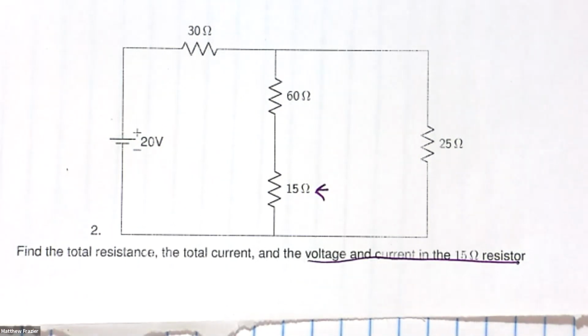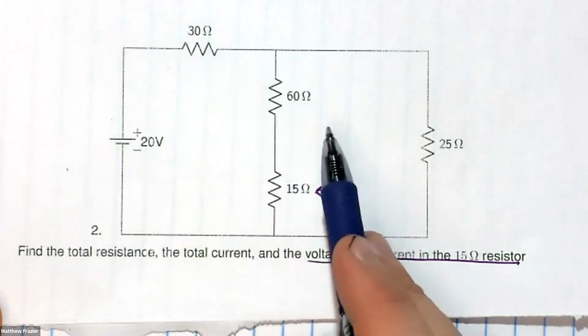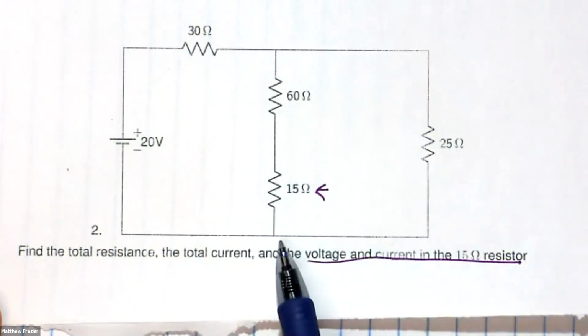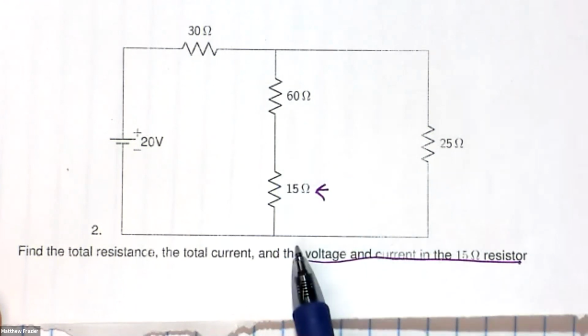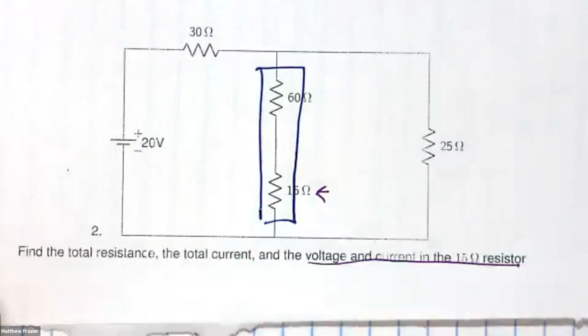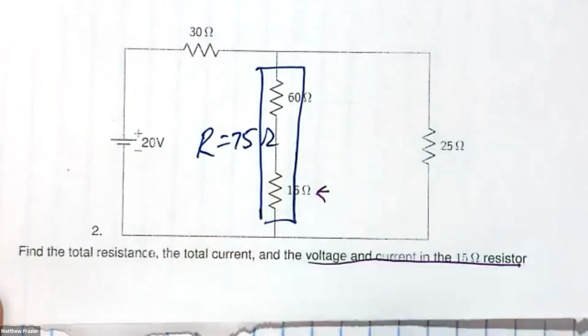We want to identify stuff that we can add easily and without confusion. When we start going through the circuit, we see here's a 30 ohm resistor. We have to add it to something, and there are two choices. That's kind of messy. Then the 60 we could add with the 15. The 25 we'd want to add with the 60 in parallel. So this is the chunk we have to add up first, and it's in series. So this chunk is 75 ohms.